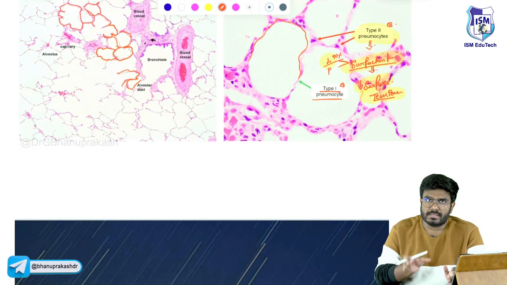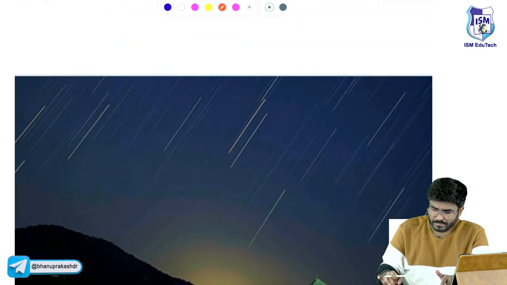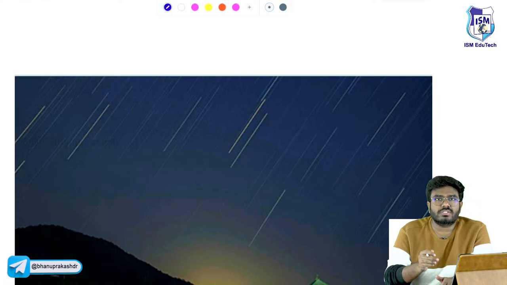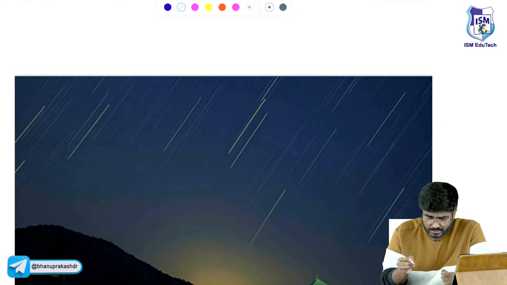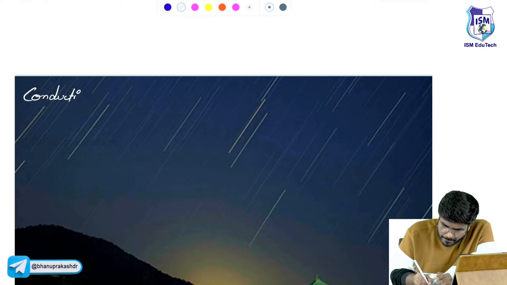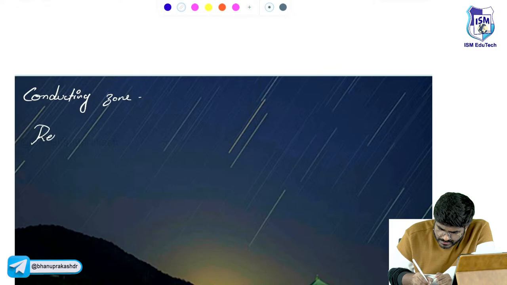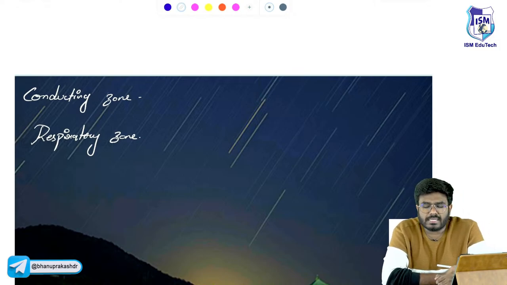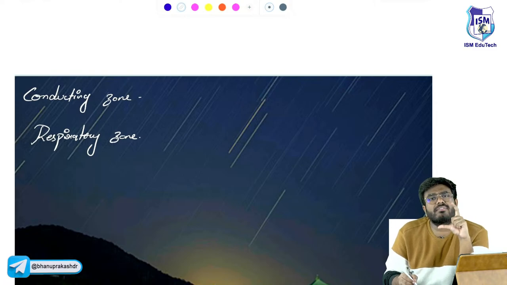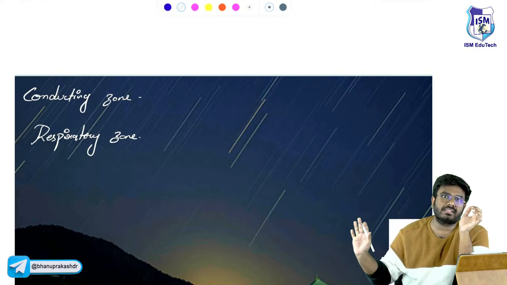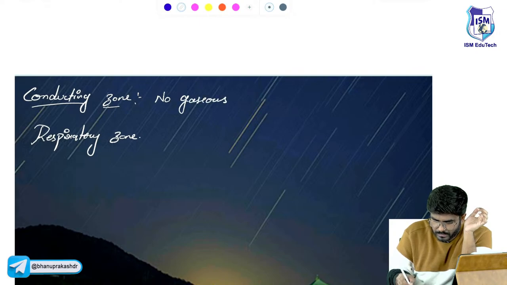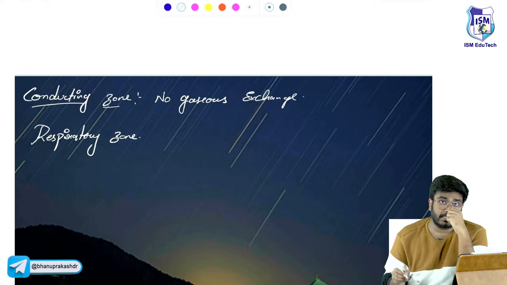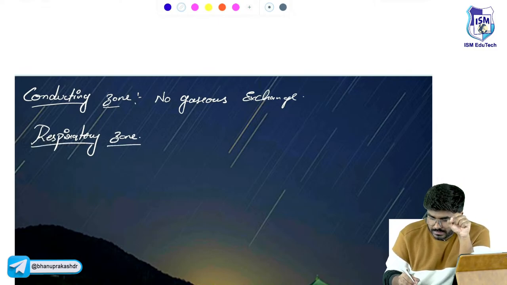After this, some other important points. See, the respiratory system, the conducting airways. The entire respiratory tree is divided into two zones, that is the conducting zone as well as the respiratory zone. Now what is the difference between the conducting zone and the respiratory zone? The conducting zone means the part which is not involved in gaseous exchange. It only helps in the transport of the gases. In the conducting zone there is no gaseous exchange, but in the respiratory zone there is gaseous exchange.